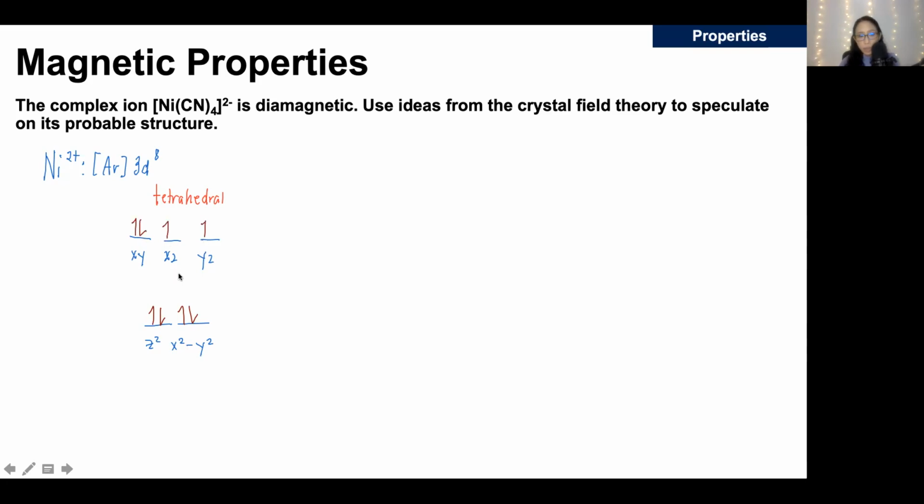So here we see that we have 2 unpaired electrons, which means it cannot be tetrahedral because the complex ion is diamagnetic. For this arrangement, it should have been paramagnetic. So now let's try proving that it is square planar.